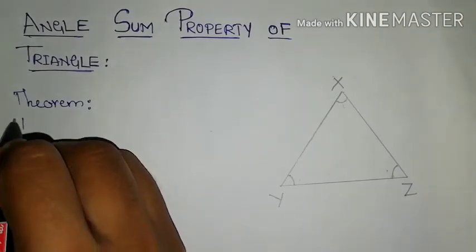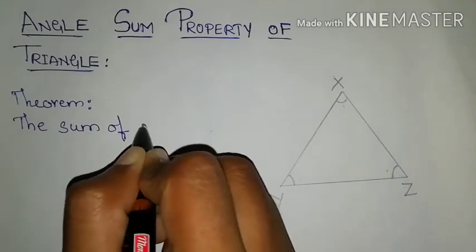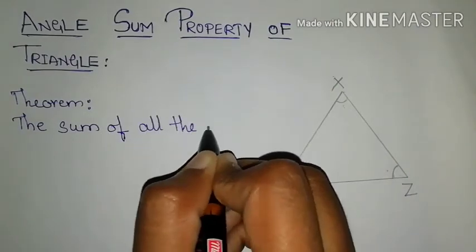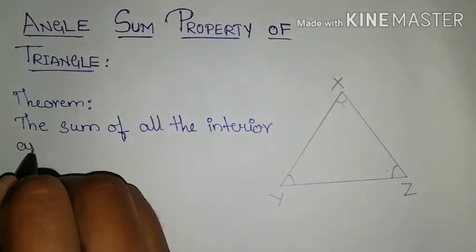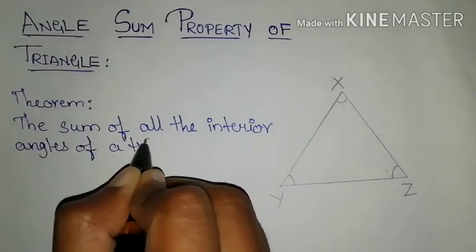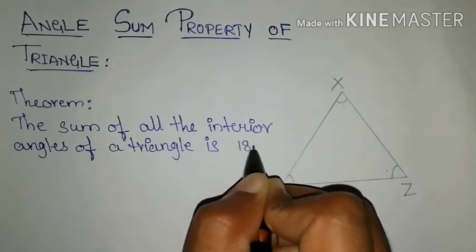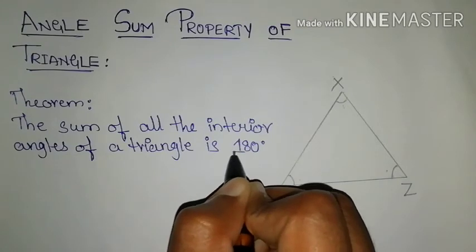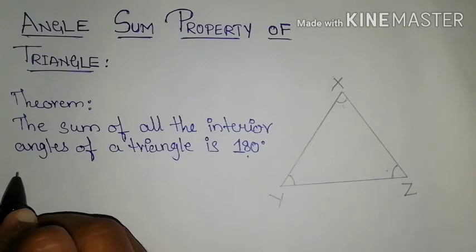The sum of all the interior angles of a triangle is 180 degrees. This is a theorem which you learned last year, so we are going to study it once again. Now before we prove it, let us write down what is given to us.